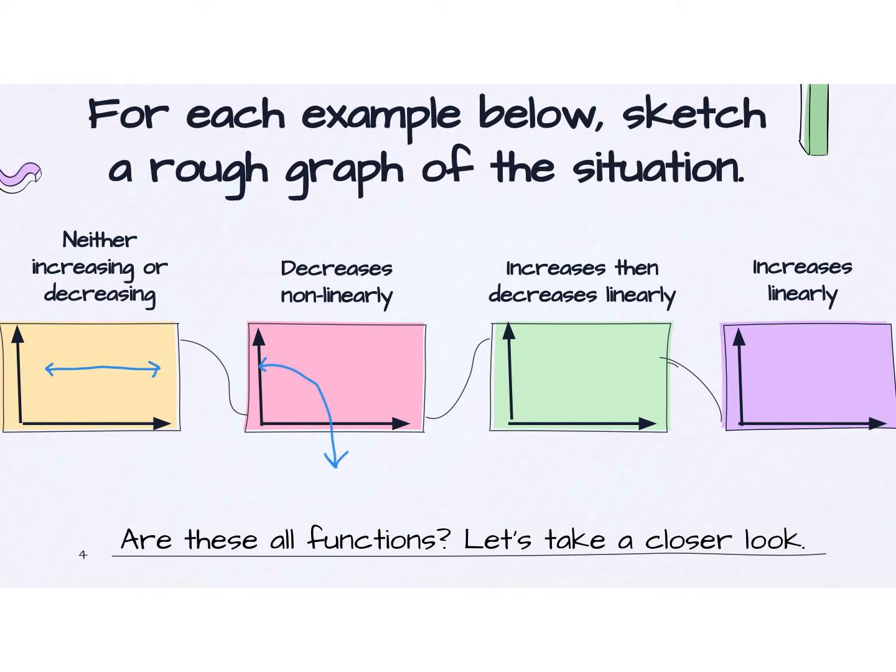For the green one, they're asking for a graph that is going to increase and then decrease, the increase and the decrease both being linear relationships. So that could look something like this, an increase of a linear function and then a decrease in a linear function, which means a straight line. For the last one in the purple, it just says that it increases linearly. So I'm going to draw a proportional relationship like that. So the question at hand is, are these all functions? We will soon find out.